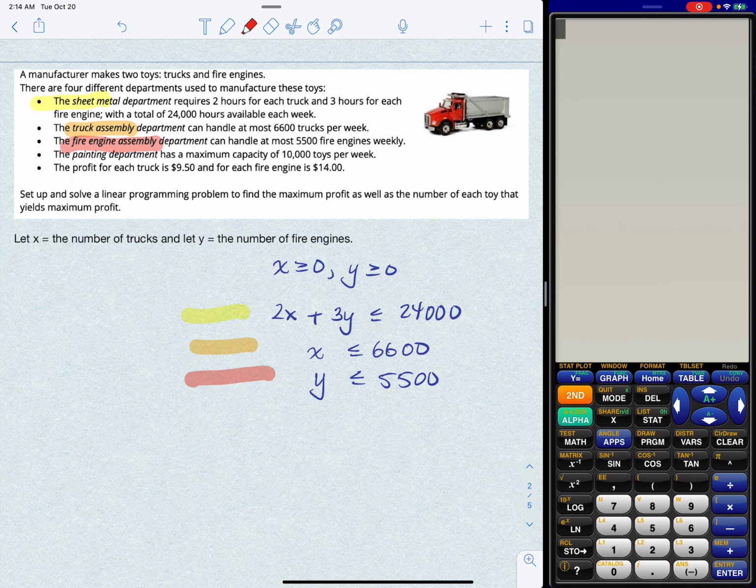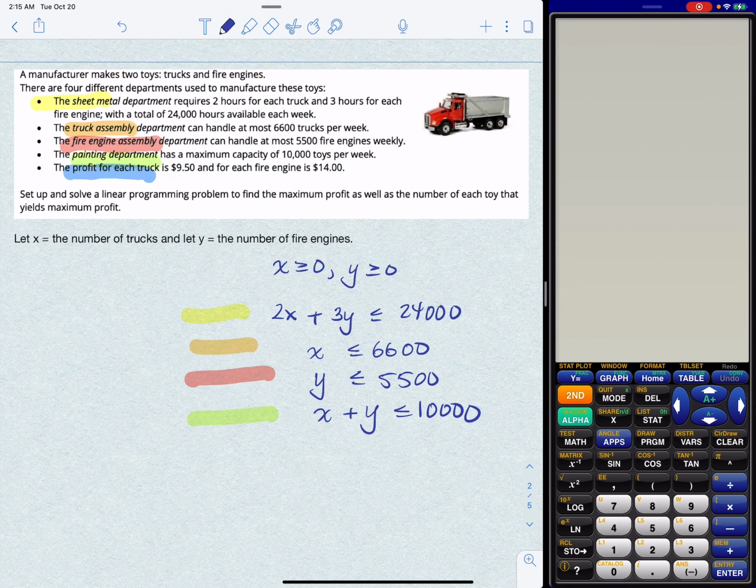All right, moving on to the next one. So we have the painting department telling us, I can paint as many as 10,000 toys. Now that's between the two. So this means, if X is the number of trucks and Y is the number of engines, X plus Y is the total number of toys. And we're told it has to be less than or equal to 10,000.